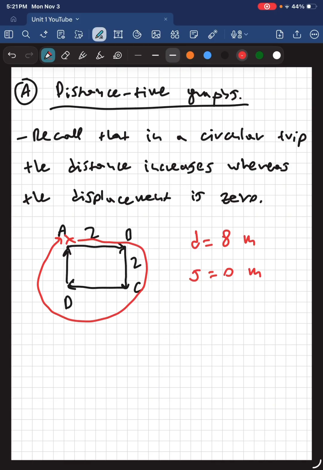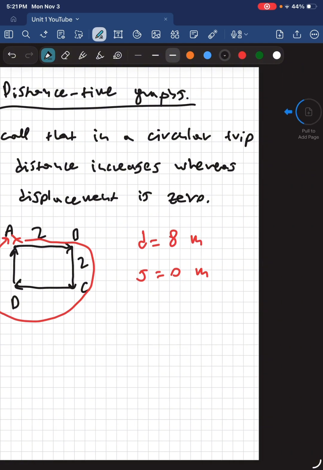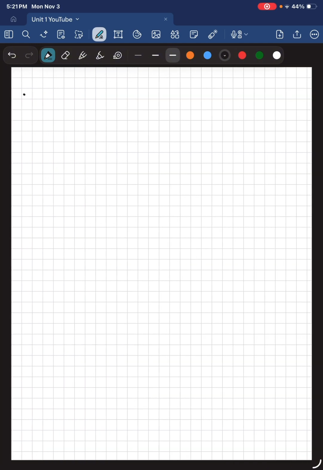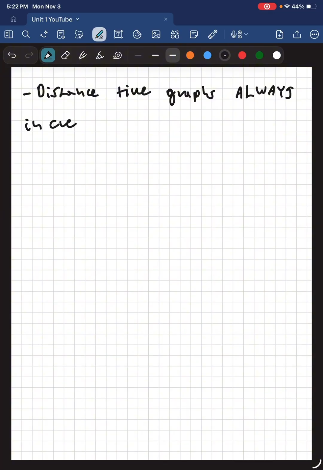Okay, so for this reason, the distance-time graphs always increase. Okay, so let's write it like this.